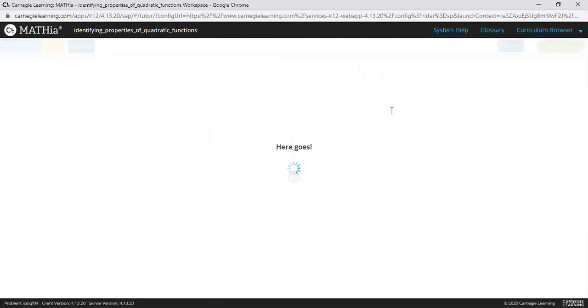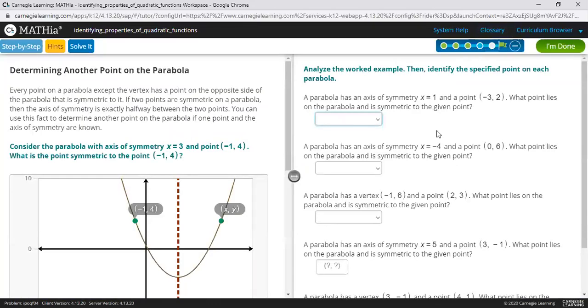All right, so we got 2 more questions in this workspace. So here, we're now trying to determine another point on the parabola. And remember, parabolas are symmetric. So this point is going to be directly across that axis of symmetry.